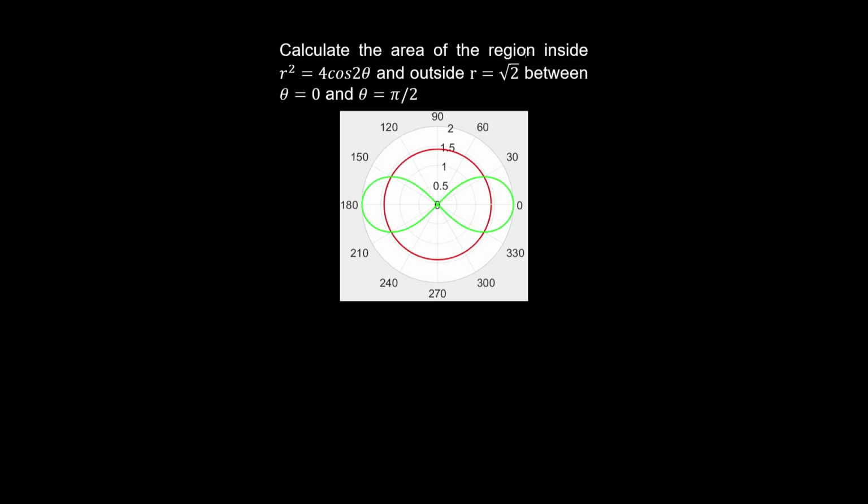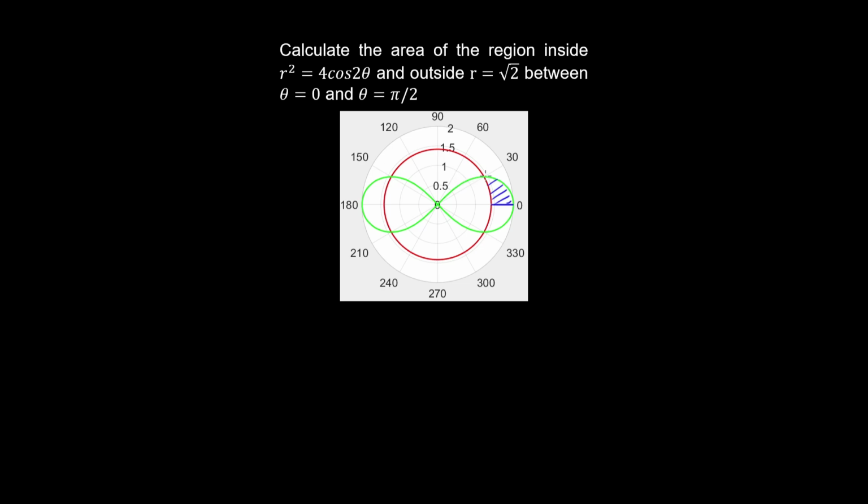Let's calculate the area of the region inside the lemniscate and outside the circle between theta equals 0 and theta equals pi on 2. So what we're looking at is the first quadrant and this part of the curve.